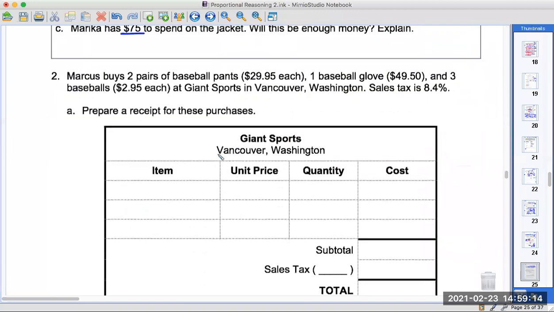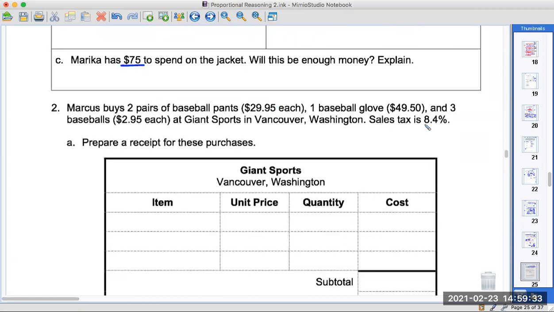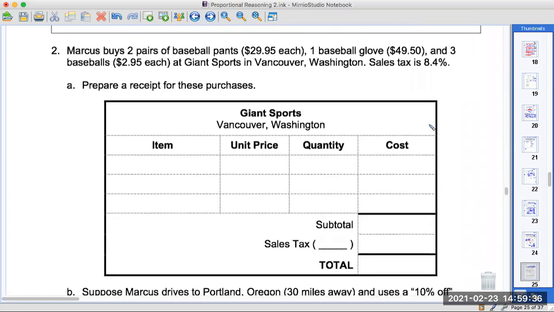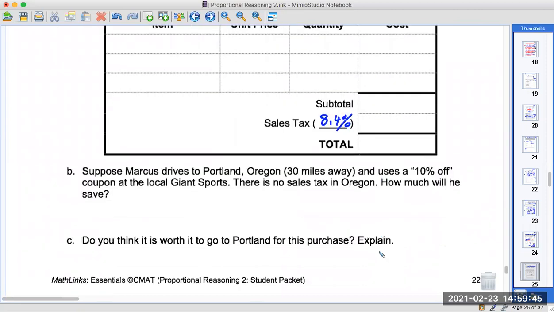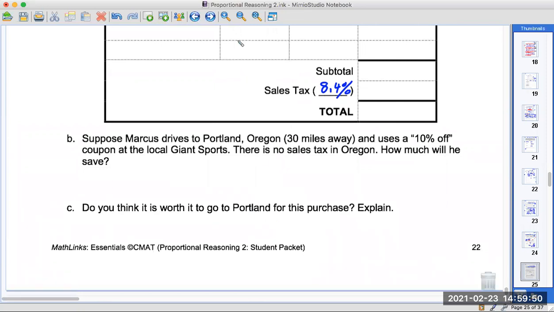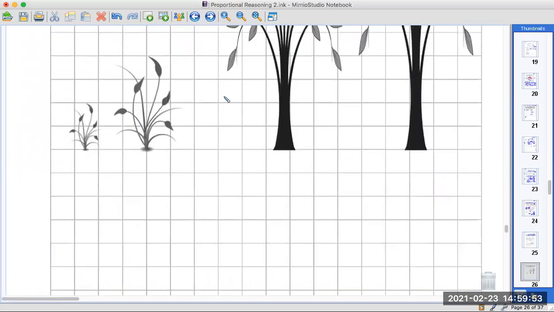And then you have your receipt to fill out, and the part that you use is up here. So you put your items here, baseball pants, unit price, and there are 2 of them. And then the cost. And then, oh, does it tell you the sales tax? 8.4%. And then you figure out what the total amount is, like I showed you on the previous page. And then down here, you're just going to finish that up. Next, this was page 22.